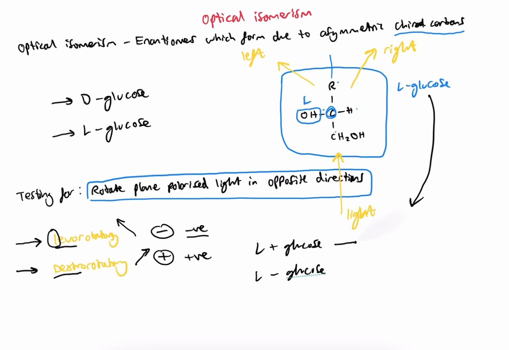So this would mean that when you shine plane polarized light through this molecule, we get right dextrorotation, and here we get left levorotation.